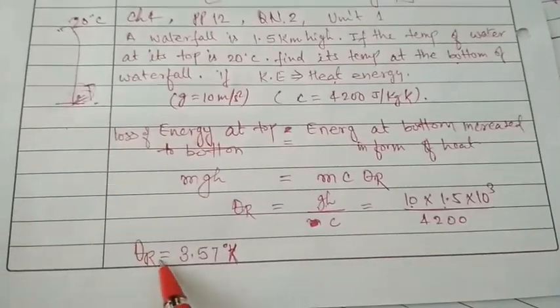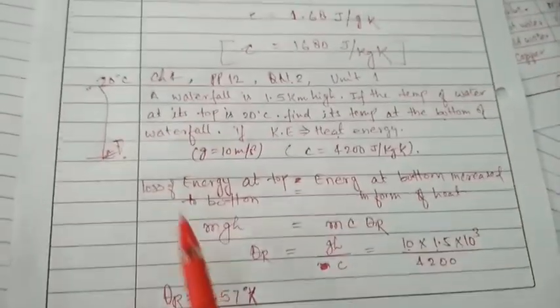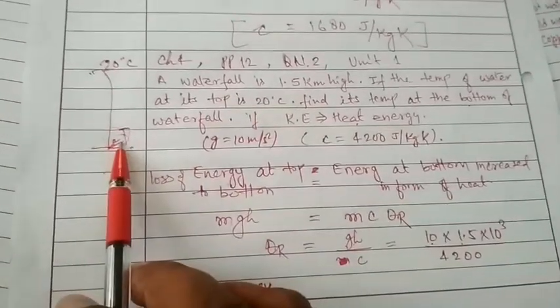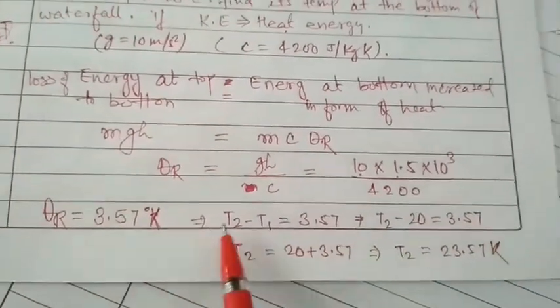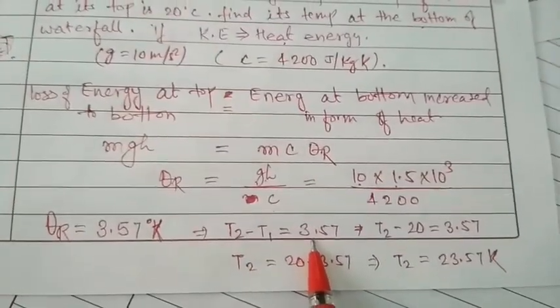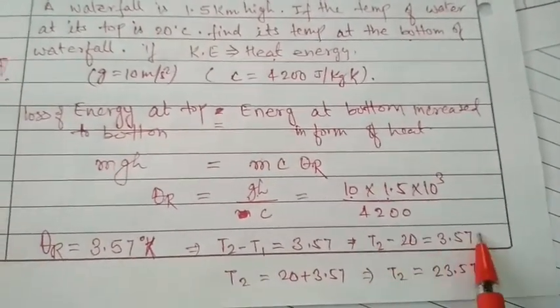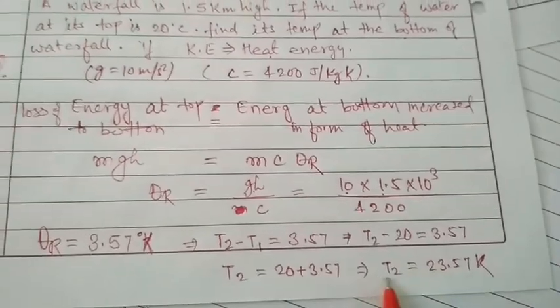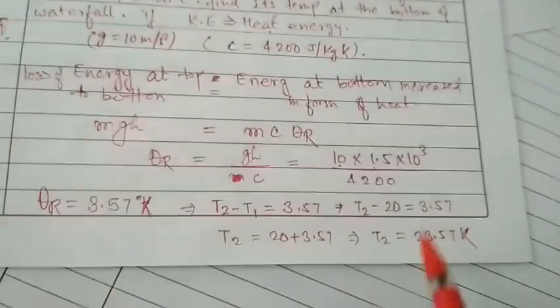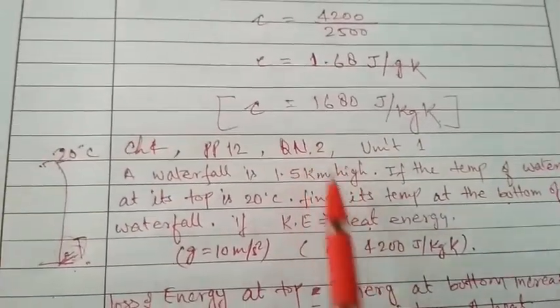On solving this, we get theta rise 3.57, meaning from top to bottom this is the rise. So if this is 20 degrees Celsius, the rise is 3.57, so here it will be 23. Let's write that. Theta rise means final minus initial is equal to 3.57. Initial was 20, so final is 20 plus 3.57, total becomes 23.57 Kelvin. This is the temperature at the bottom, and the answer given in the book is incorrect. The correct answer is this. Same for question number 1 also, the answer is incorrect.